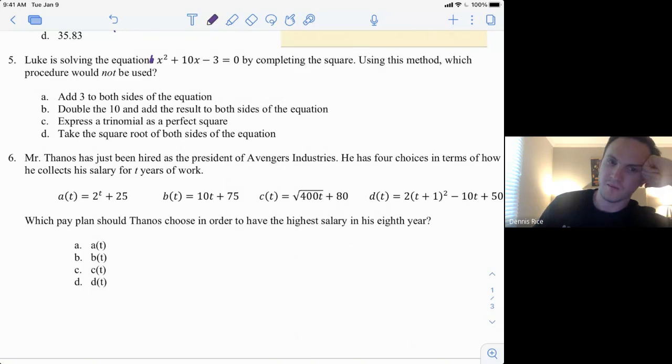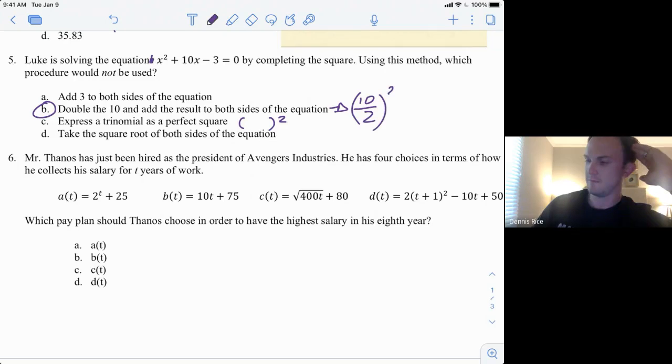Do we eventually express the trinomial as a perfect square? In other words, like we do this? Yeah, that's like the main part of CTS. Do we take the square root? Yeah, that's also the main part. So there's no part where you're doubling 10 and adding it. If anything, they were probably mistaking it for like cut 10 in half and square it. That's probably what they were getting at here. So the magic number in this problem would be 25, right? But we don't double it.